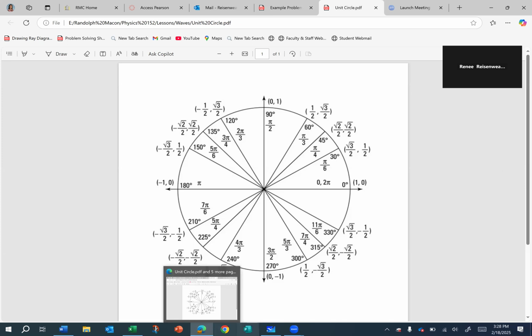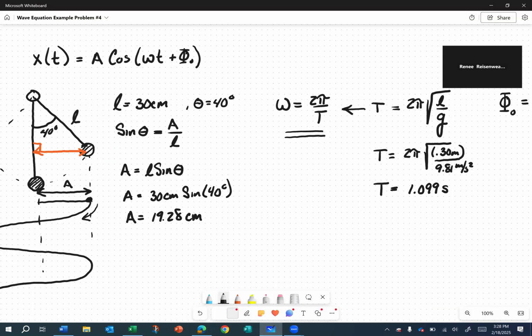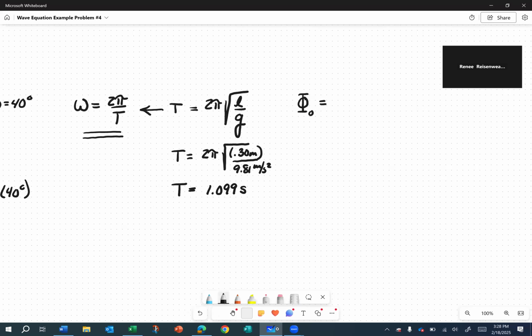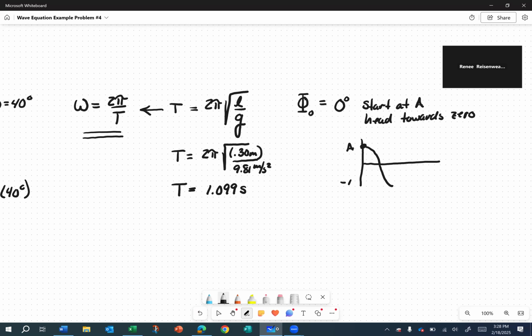So in this case, my phase constant is 0, because I start at the amplitude and head towards 0. So again, if we think of our wave that's going to be created, I started at A and I headed down towards 0, right? This is your negative A. So I'm starting right here.